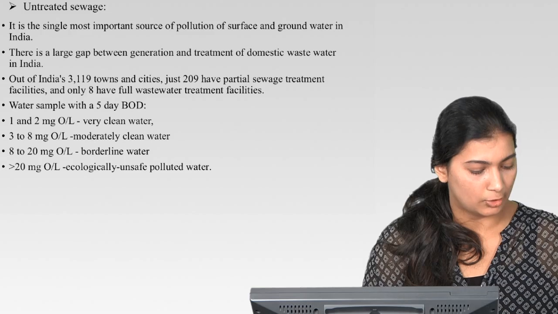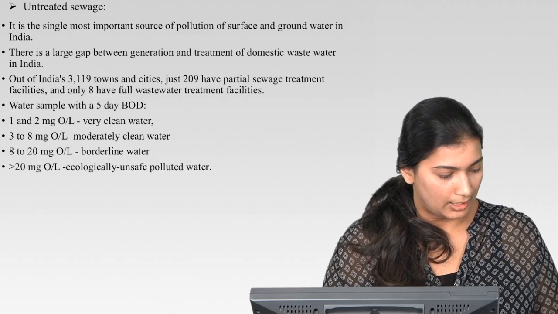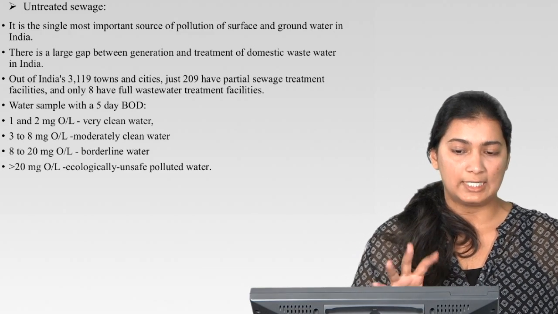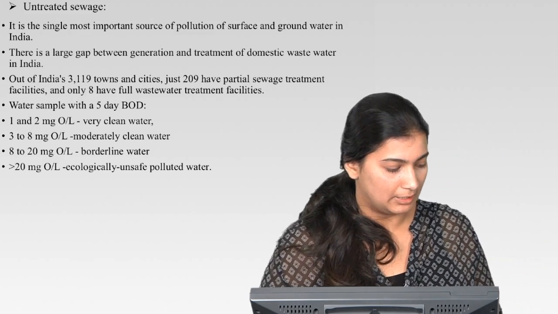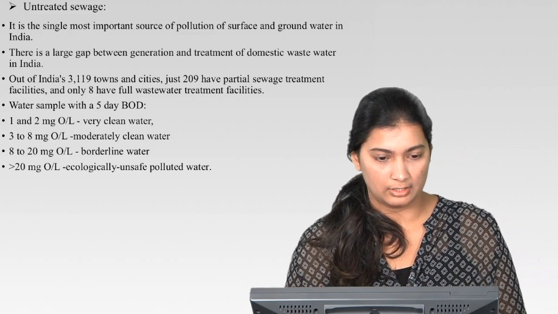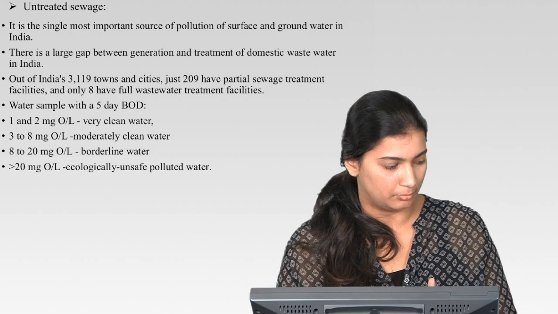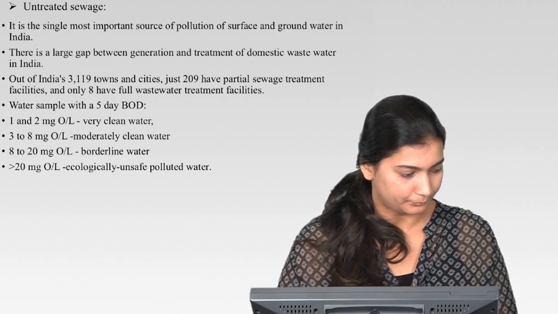the major cities of India produce around 38,000 million liters per day of sewage, but urban sewage treatment capacity for these treatment plants is only 11,000 million liters per day. So most of the water is just let out untreated in most of the rivers and lakes of India.